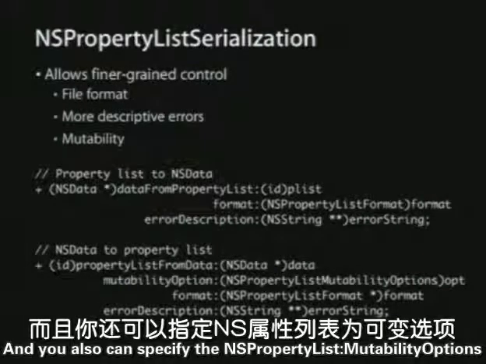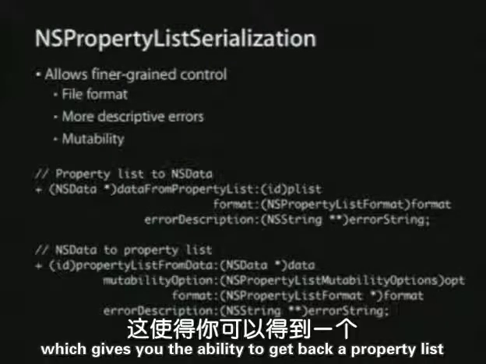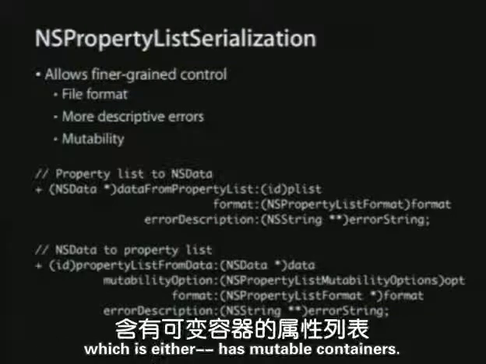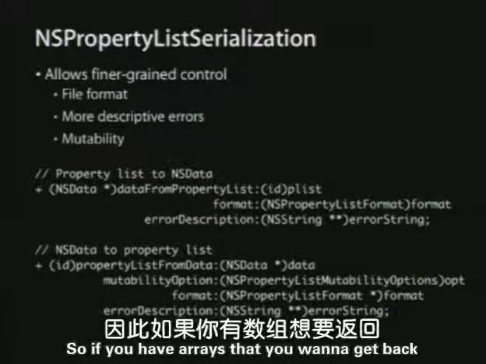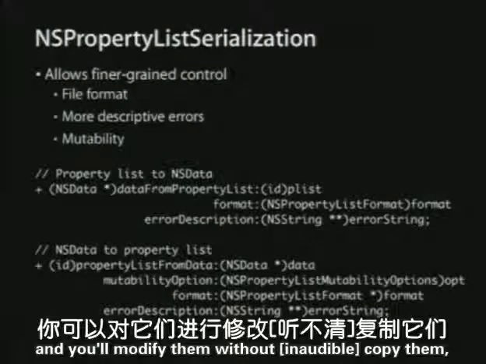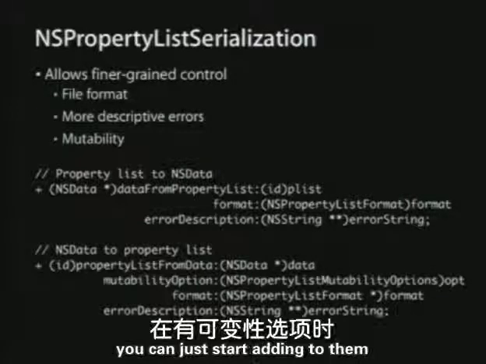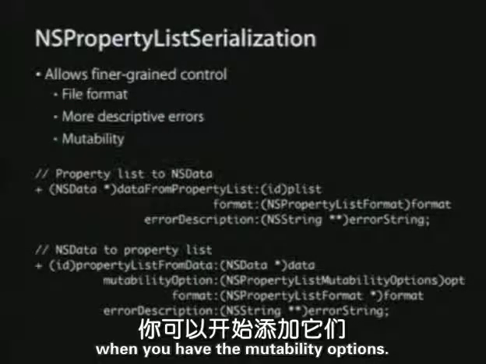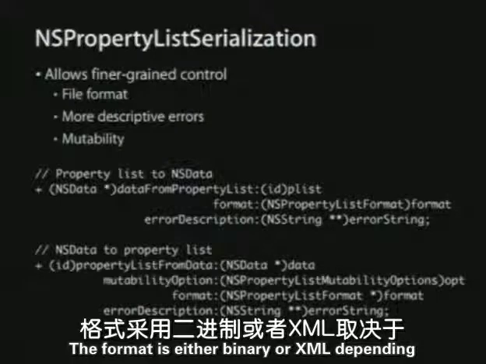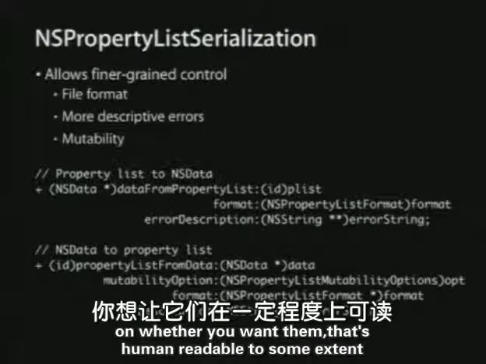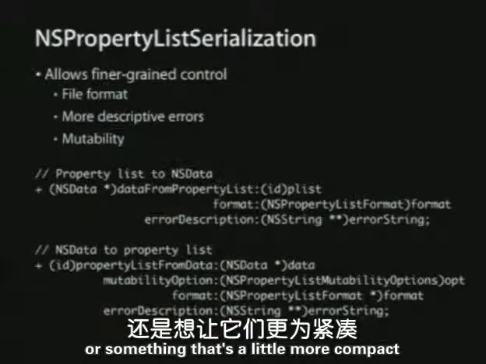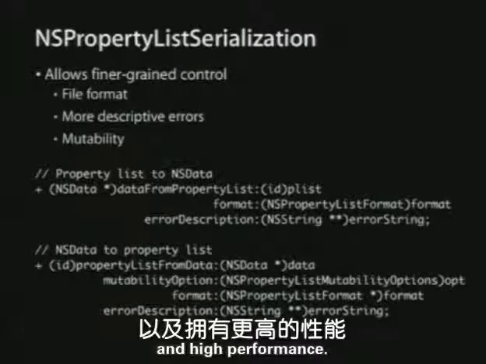You also can specify the NS property list mutability options, which gives you the ability to get back a property list which has mutable containers. If you have arrays that you want to get back and be able to modify them without having to copy them, you can just start adding to them when you have the mutability options. The format is either binary or XML, depending on whether you want something that's human readable to some extent, or something that's a little more compact and high performance.